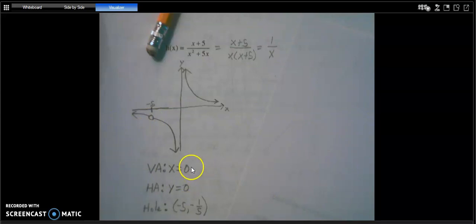So vertical asymptote is x equals 0. Horizontal asymptote is y equals 0. So when you put large numbers in for x, like 100, you'd have 100 divided by 100 squared, which goes to 0. Same thing if you put a large negative number in, you get close to 0, except from the negative side. And then the hole, or the removable discontinuity, when x is -5, notice now if you substitute -5 into this reduced expression, you get 1 over -5. So there's the coordinates of the removable discontinuity.